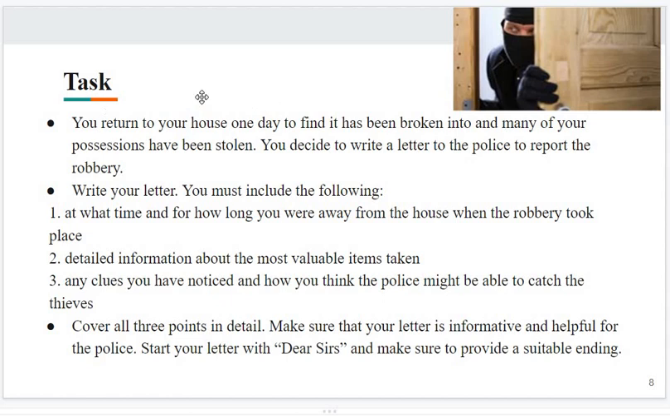Now look at the task of O-level exam. You return to your house one day to find it has been broken into and many of your possessions have been stolen. You decide to write a letter to the police to report the robbery. Write your letter, you must include the following. Number one, at what time and for how long you were away from the house when the robbery took place. Secondly, detailed information about the most valuable items taken. Number three, any clues you have noticed and how you think the police might be able to catch the thieves.